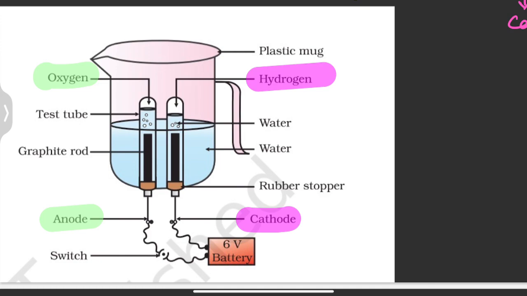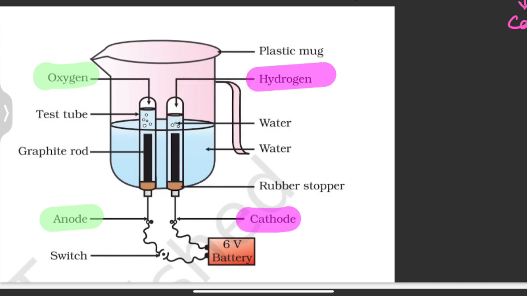So when you pass electric current, what is going to happen? Here the important thing you have to remember is this electrode is called as anode, and this electrode is called as cathode. When you pass electric current, you can see small bubbles will come out in both the test tubes. Bubbles will come out and gas gets collected in this region. The gas which is getting collected in this test tube is oxygen, and the gas which is getting collected in this test tube is nothing but hydrogen.